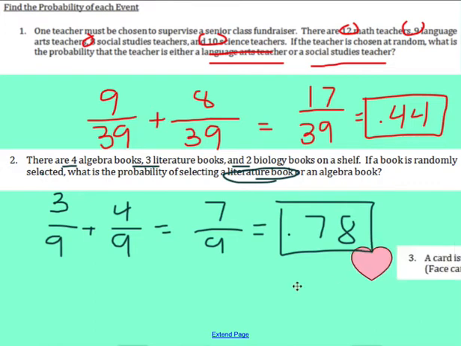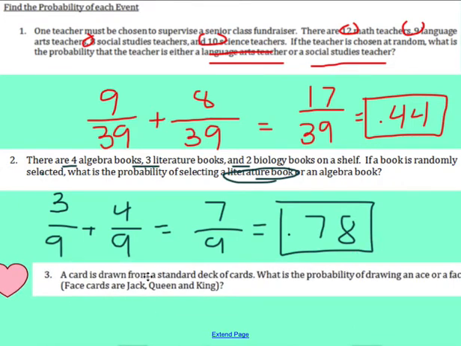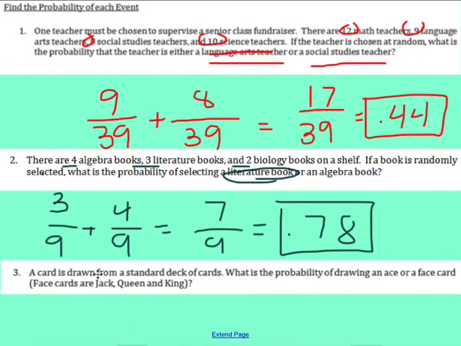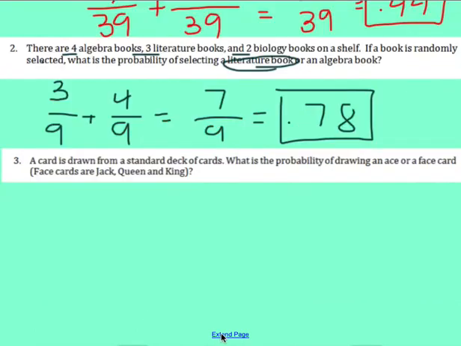Next, let's take a look at number 3 now. So a card is being drawn from a standard deck of cards. What is the probability of drawing an ace or a face card? Well, first of all, when we're talking about cards, I know that there is a total of 52. So there's 52 total cards in a deck. Okay, so I want to figure out first the probability of drawing an ace. So if you look back at your very first note sheet, we talked about how for any given card, there's 4 of each specific type of card. So that means 4 out of the 52 are aces.